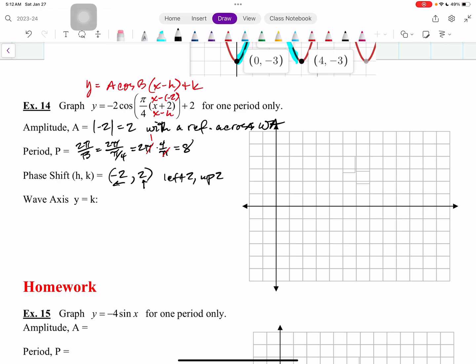Now the wave axis is y equals k. K is 2, so we have a wave axis at 2. And again, that is called the midline for all you modern people.